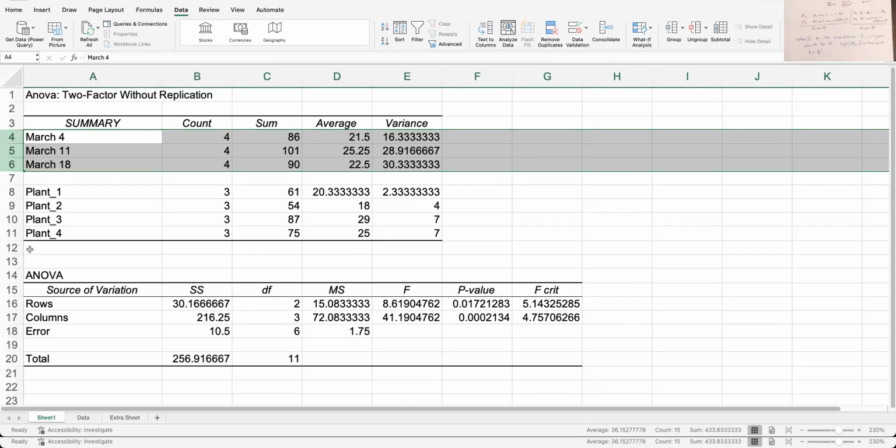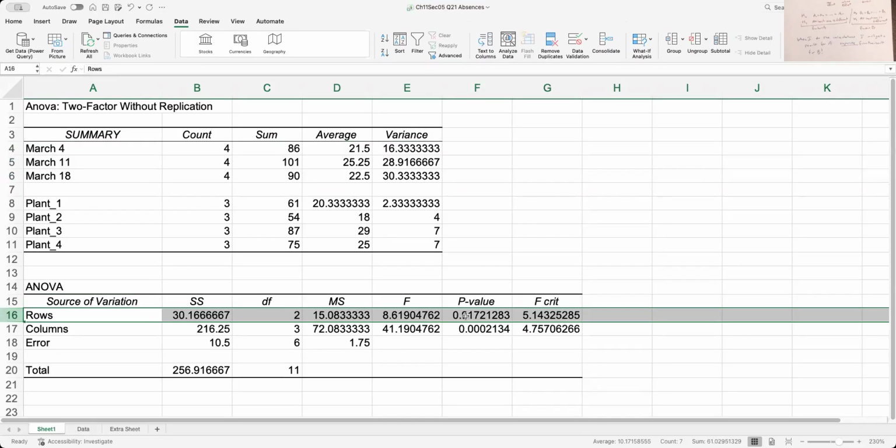My p-value. When I go to the rows, the p-value is very small. It's smaller than 0.05, therefore that matters. Now, what about the plant? Does which plant I'm at matter?